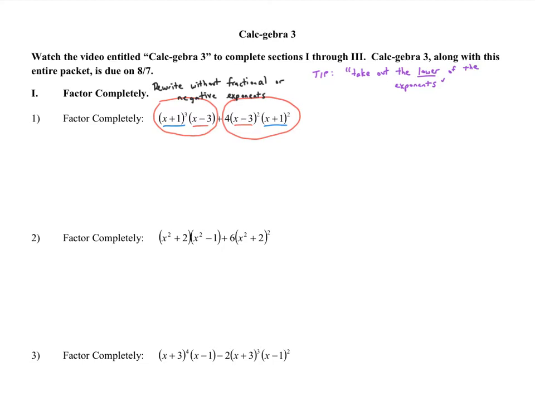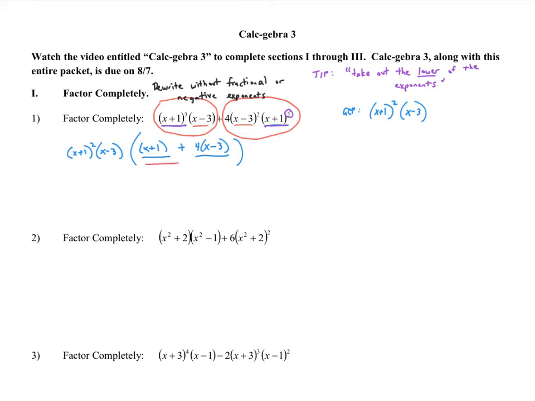So if you listened carefully, I said that each group has x plus 1 squared in common. Squared is the lower of the exponents. So in number 1, the GCF is x plus 1 squared times x minus 3. So we're going to take out an x plus 1 squared, and we're going to take out an x minus 3 from both groups. If we do that, we are left with two things. In our first group, we're left with x plus 1 to the first. In our second group, we're left with 4, and we're left with x minus 3 to the first.